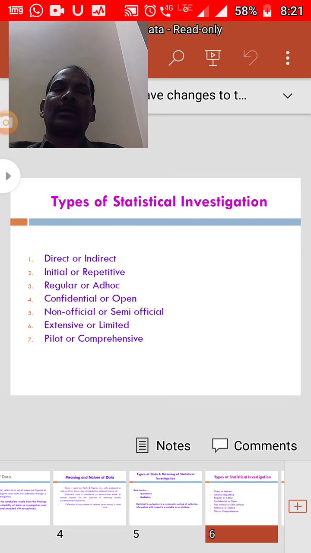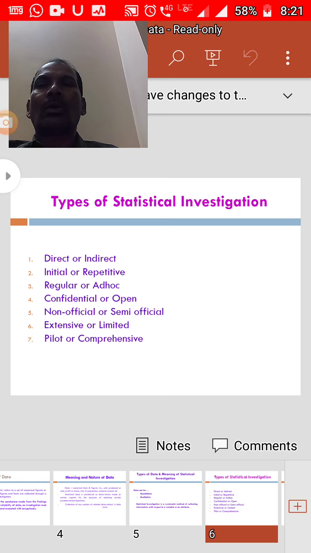And next, confidential or open. Confidential investigation, otherwise known as secret investigation, is conducted confidentially or in camera. Investigation that is hidden by the investigator intentionally is called confidential.